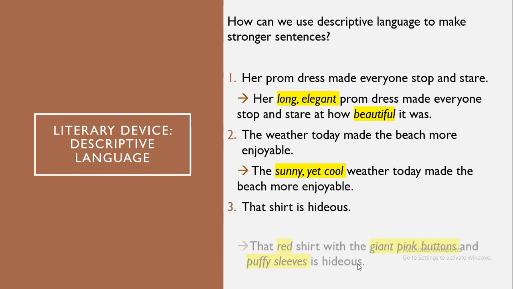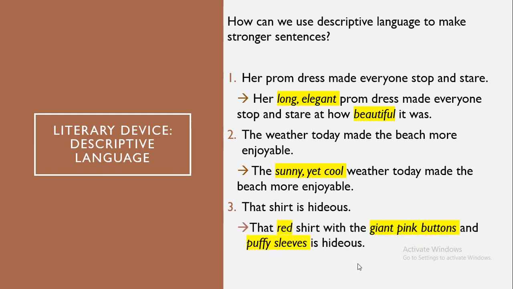So you could have said something like, that red shirt with the giant pink buttons and puffy sleeves is hideous. So we have red, giant pink buttons, puffy sleeves. Sounds pretty hideous to me. I don't know about you. And so that is a way to use, again, descriptive language to create an impression on the reader.